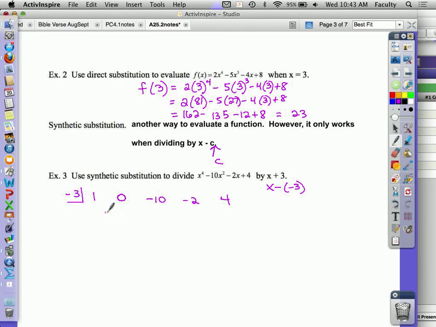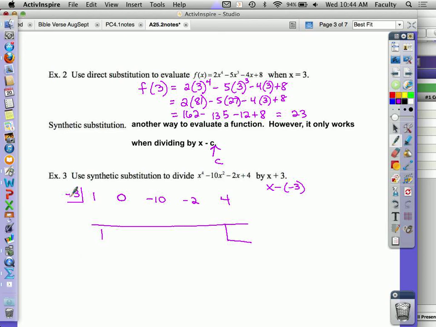Now, you're going to leave a row of space for a row of numbers, and then you're going to draw a line, and then you're going to draw a box under the final number, okay? So just be patient and wait to see how this unfolds. So then what you do is you bring down the first number. You always do that. Always bring down the first number.